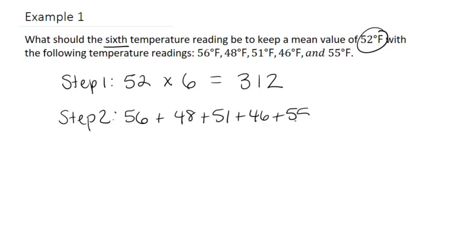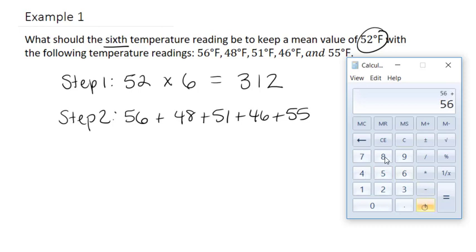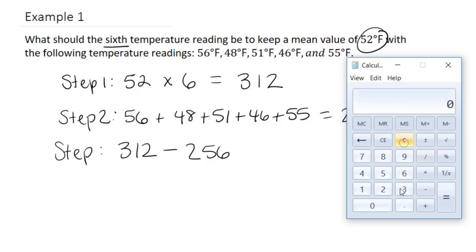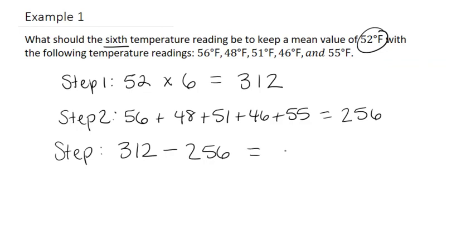Step 2 will be to add up all these numbers together. We can get our calculators out. So when we add up all the 5 numbers together, we get 256. So our last step then to get our sixth temperature reading will be to subtract this 256 from 312. And we get the answer of 56 degrees for our sixth value. So let's go look at another example.